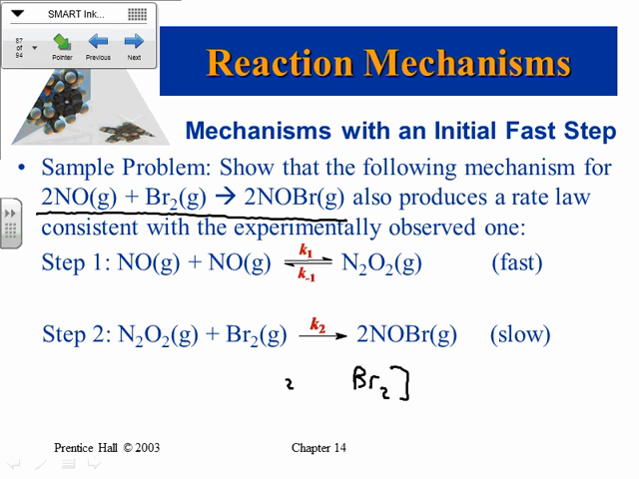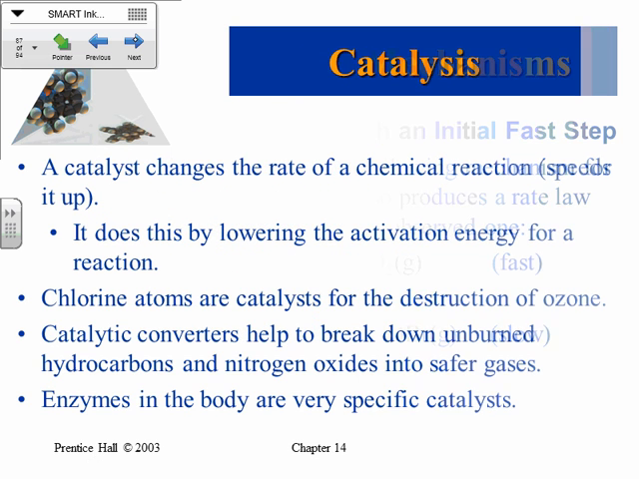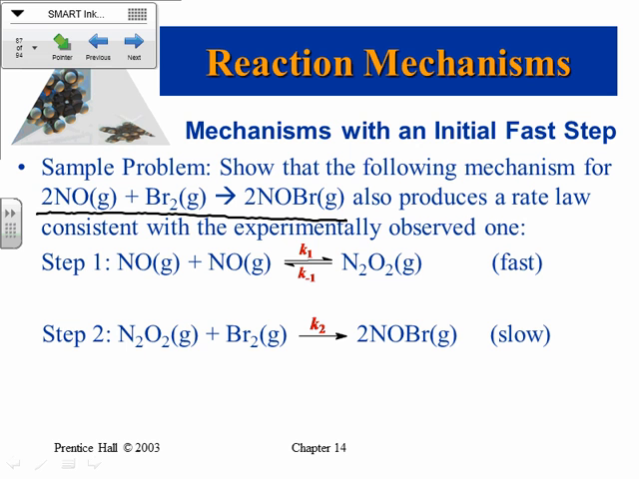I think this is an example they give you in the book, but just in case they don't, the answer you're looking for on this one, once you've worked it all out, is that your rate should equal K times NO squared times Br2. That should be your rate law after you've worked it all out.